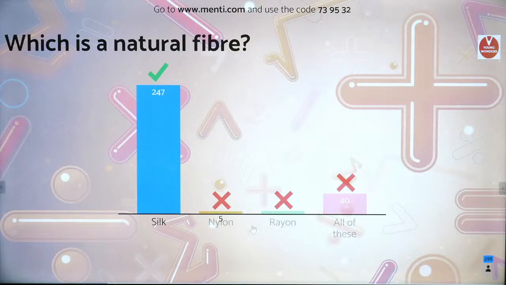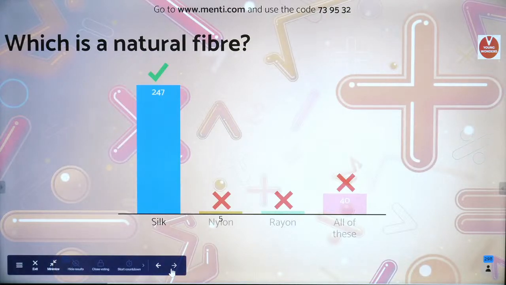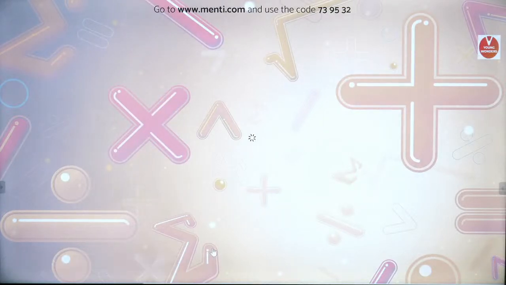Okay. So more than 247 students are correct about it. The answer is silk. Silk, wool, cotton, jute, they are natural fibers.